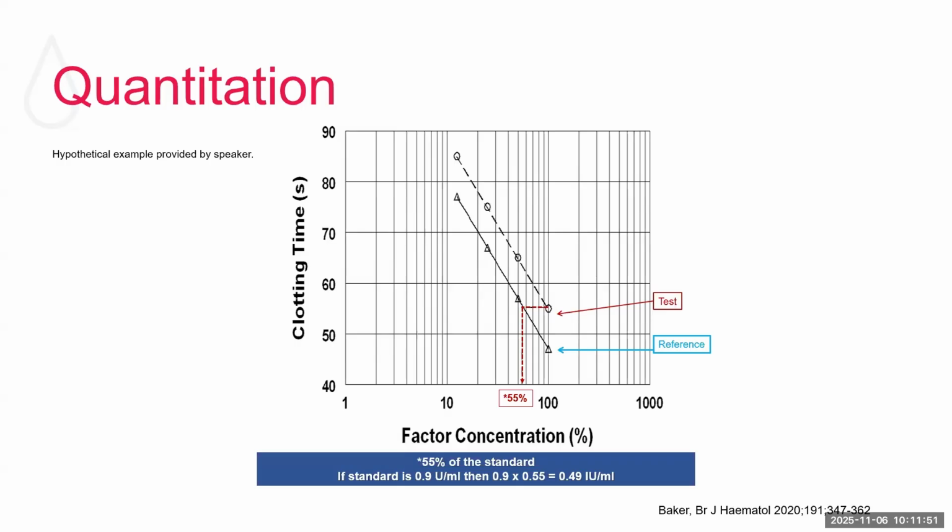We then take this percentage value and multiply that by the value of the reference plasma. In this example, the reference value is 0.9 units per mL. The result that we've read from the graph is 55%. So the final activity in this plasma is 0.49 units per mL or 49 units per deciliter.